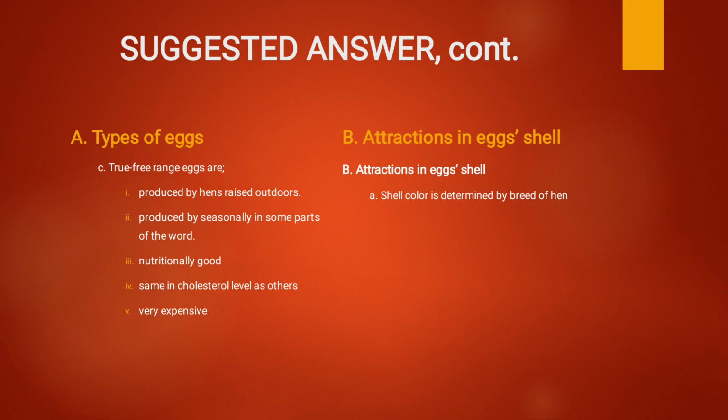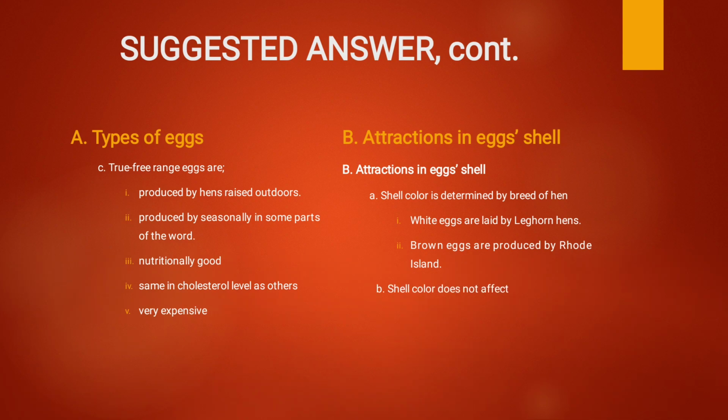Now B, we are saying that attraction in eggs. Number 1, which is the first major supporting sentence to the second topic sentence, attraction in eggs. Agreed? We are saying that shell color is determined by breed of hen. White eggs are laid by Leghorn hens. Brown eggs are produced by Rhode Islands. B, which is the second major supporting sentence to the second topic sentence: shell color does not affect egg quality. Does not affect egg flavor. It does also not affect the nutritional content.